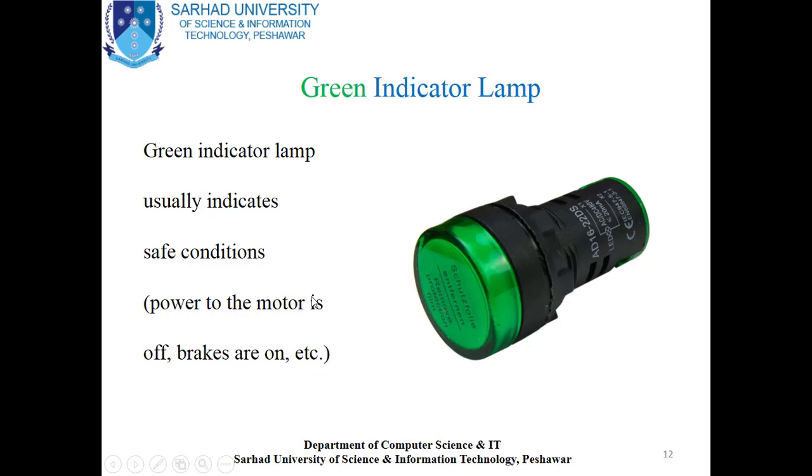If we give some power to the motor and the power is off, this condition can be represented by a green indicator lamp. Or if the brakes are on, this condition can also be represented by a green indicator lamp. Switching to the next slide.